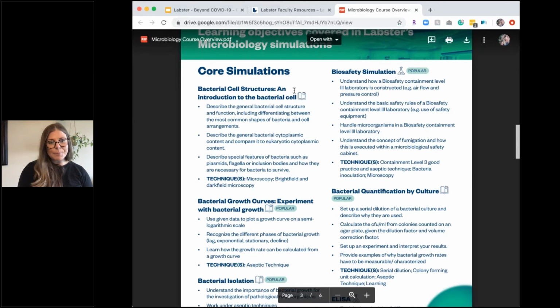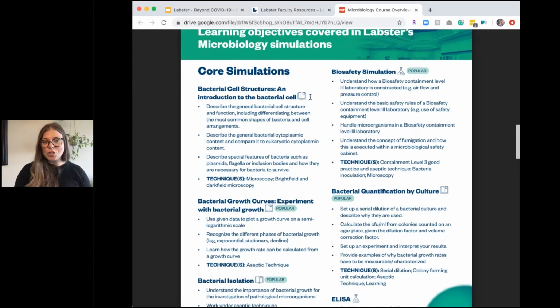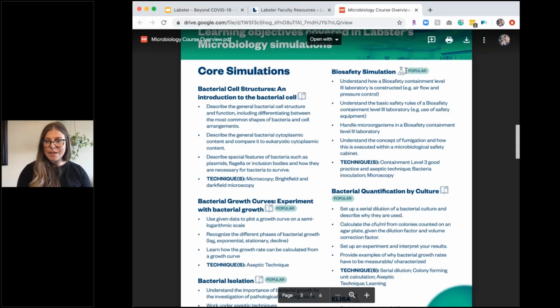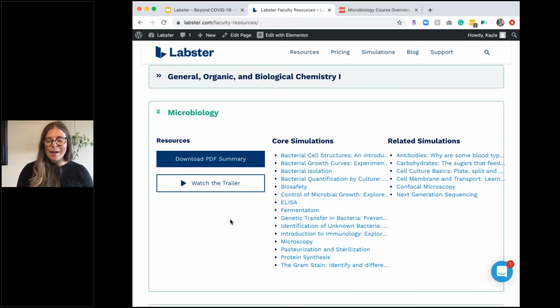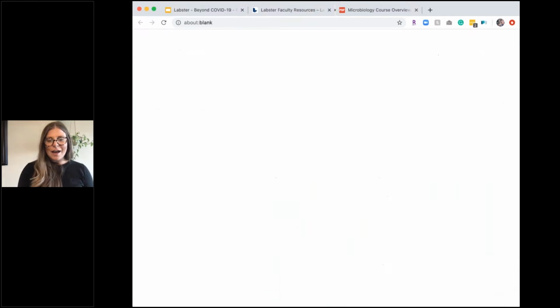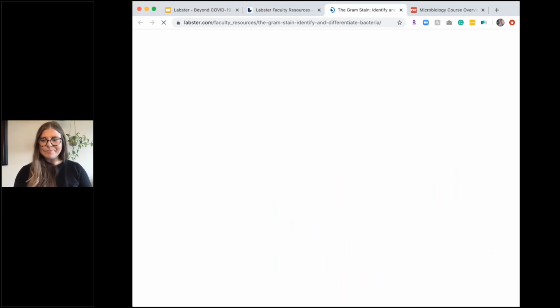The textbook, the little textbook emoji next to the simulation, refers to a more theory-based simulation, as opposed to the beaker here, like this one next to the biosafety simulation. That refers to a more technique-based simulation. So that is a really holistic way for you to get a picture of what might fit into a microbiology course. That being said, we do have a more interactive way for you to do that.